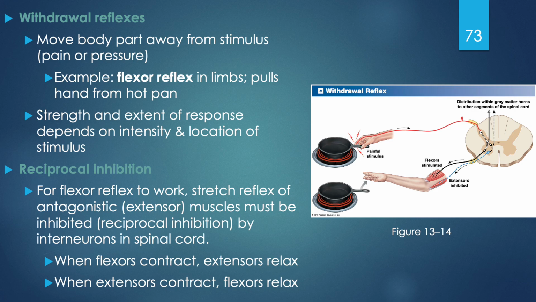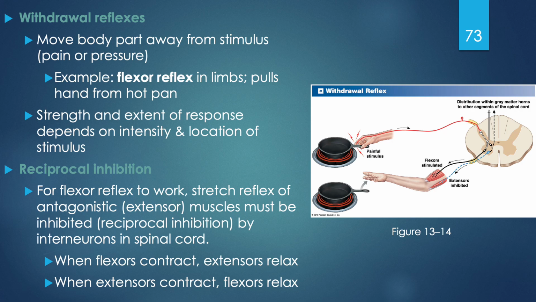Another thing that's happening at the same time is that the interneuron is going to be sending information to a motor neuron that can then exit and enter the extensor muscles. So those will be inhibited and the flexor muscles will be stimulated at the same time, so you can quickly drop the hot pan and not burn yourself.